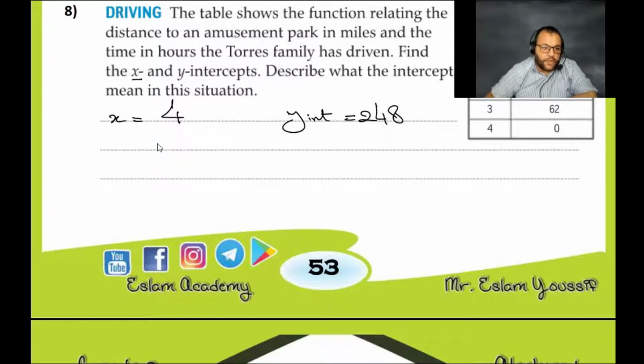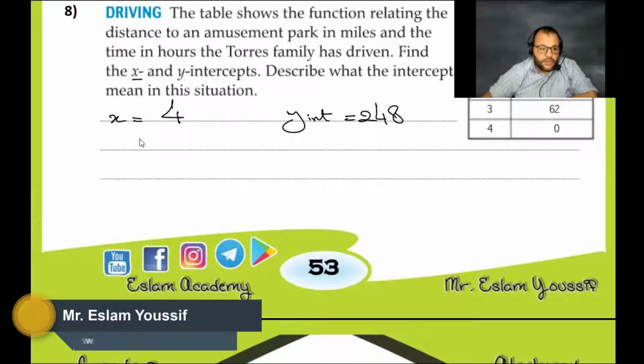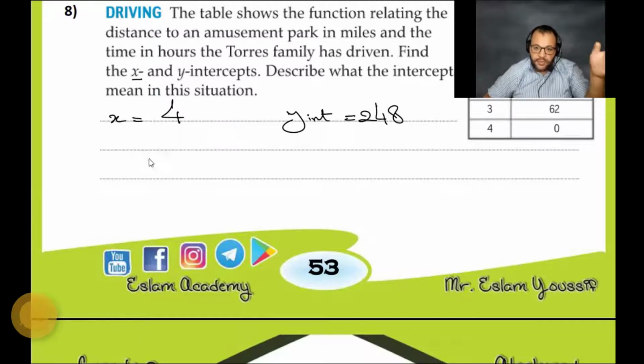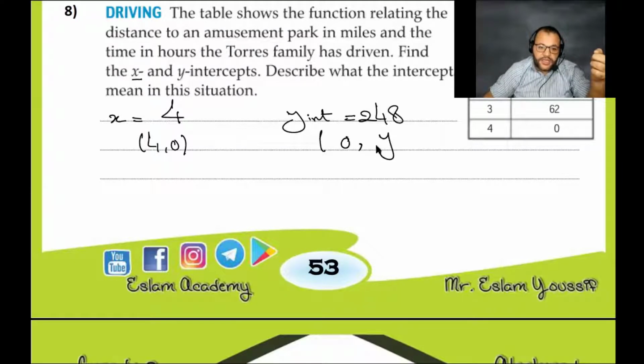What is the meaning of x-intercept? The value of x when y equals 0. You represent it like that because we have another answer before. Just use any point that lies on the x-axis, any point that lies on the y-axis. X-intercept is the value of x when y equals 0. Y-intercept is the value of y when x equals 0. So the order here now will be 248.